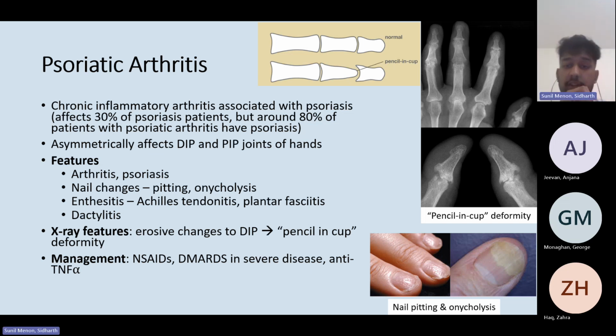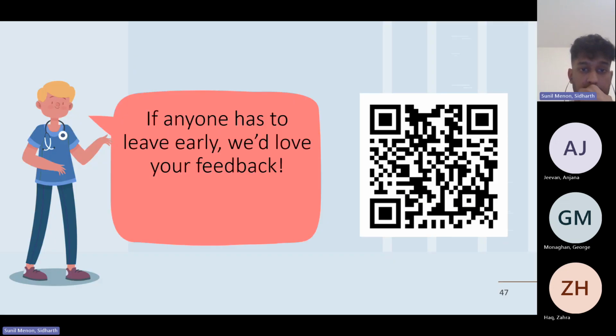In X-rays of patients with psoriatic arthropathy, usually the distal interphalangeal joints are predominantly affected rather than the metacarpophalangeals and proximal interphalangeals, which are more common with rheumatoid arthritis. Okay, and that covers most of it.